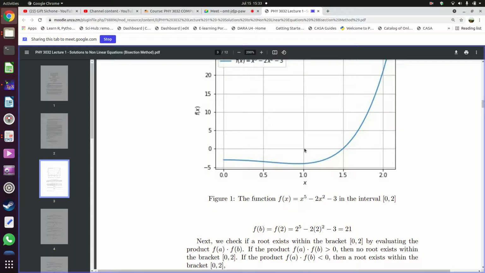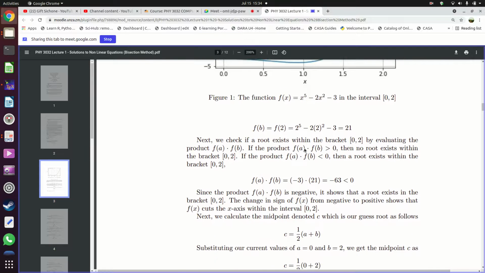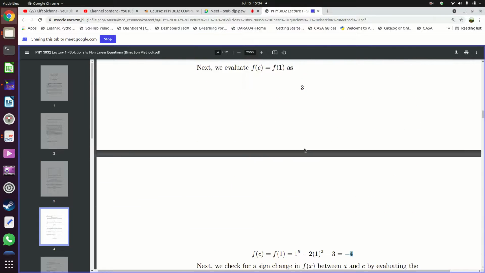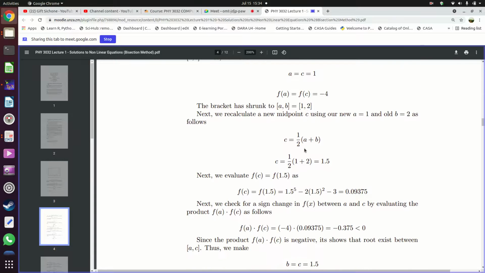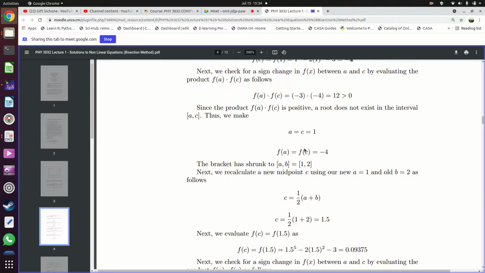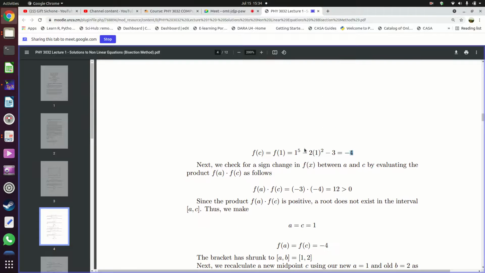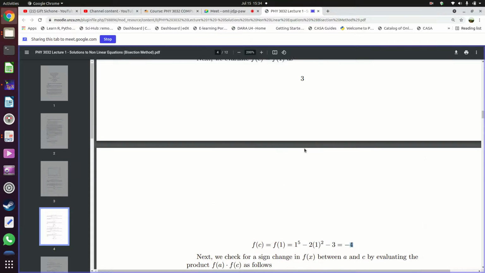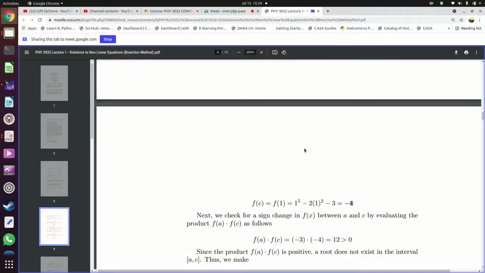Yes, able to see. The function hasn't crossed the x-axis. So you carry out a check. After you find C, the midpoint, you find the value of the function at the midpoint. You carry out a check where you ask yourself, has the function crossed the x-axis between A and C? In other words, is there a solution to this function f of x between A and C?